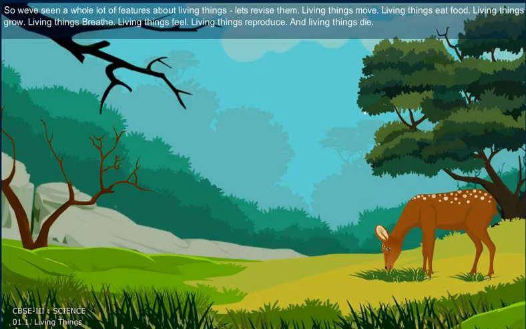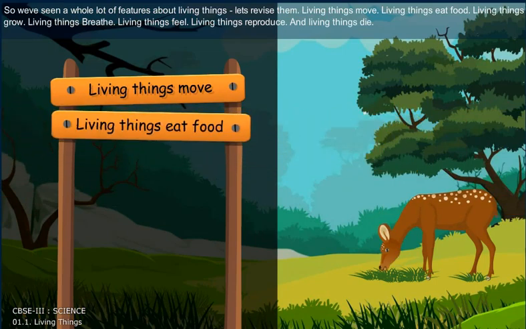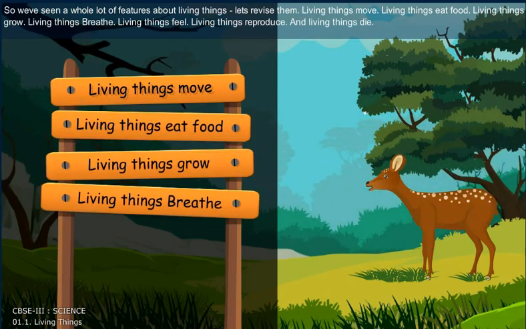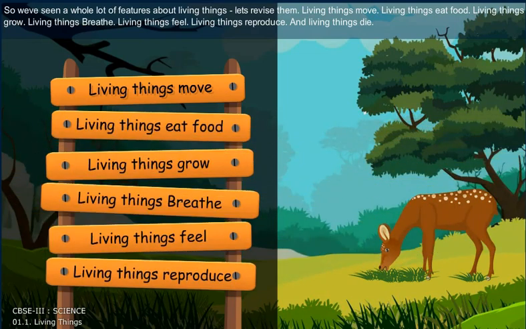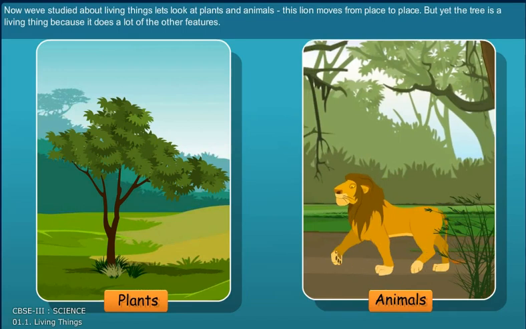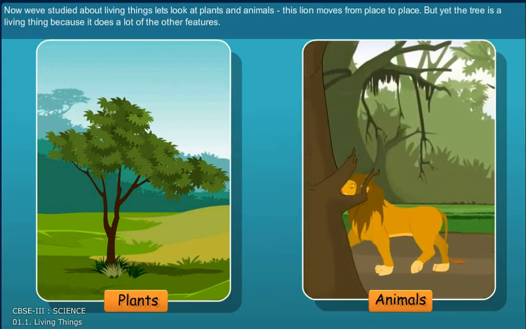So we have seen a whole lot of features about living things. Let's revise them quickly. Living things move. Living things eat food. Living things grow. Living things breathe. Living things feel. Living things reproduce. And living things die. Now we have studied about living things. Let's look at plants and animals.